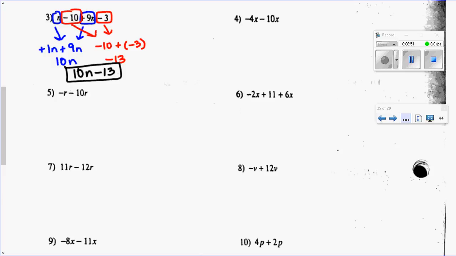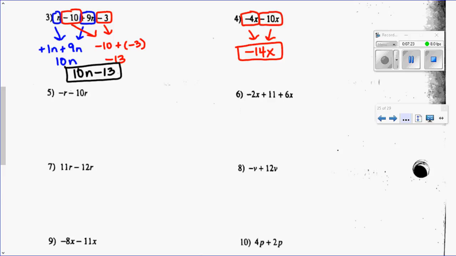Okay, in number 4, I see two x terms. So here's a negative 4x and a negative 10x. Pay attention to how I say that because the sign in front is a negative and the sign in front is a negative. So whenever that happens, I want to make sure that I'm paying attention to what's in front of the number. That tells me if it's a positive or negative term. Okay, what do I get when I combine negative 4x and negative 10x? Negative 14x. And that's it. There's no other terms there.